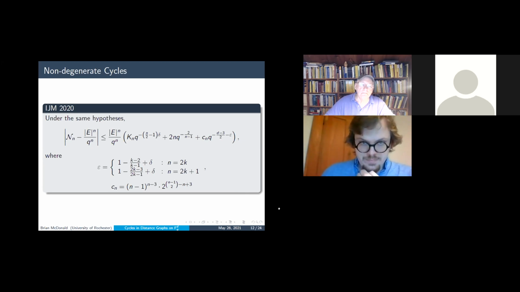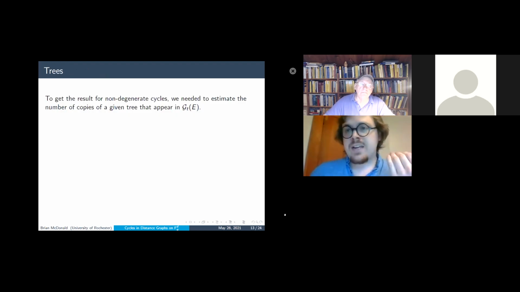You'll see that this epsilon here is related to what the exponent was in the restriction on the size of E. Okay, so in order to get the result for non-degenerate cycles, we actually had to get a result for trees as well. I'll say a bit more later about how that applies to the non-degenerate cycles, but here's the tree result for now.